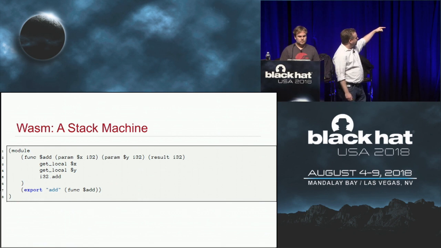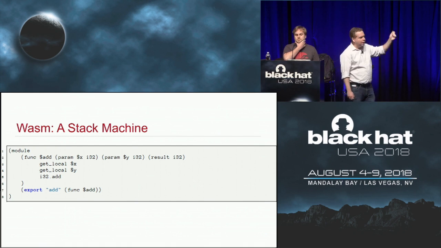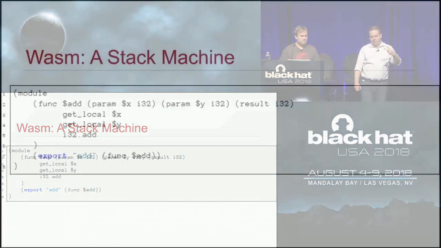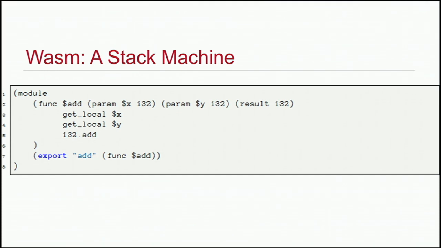Line 3, we say get local x. What that does is take the value of x and push it onto the stack. Get local y, push it onto the stack. And then i32 add is going to pop 2 values from the stack because add takes 2 operands, and then push back the value of that addition onto the stack. And the last line here is export. What that means is that this add function will now be available to whatever it is that's embedding your Wasm system. So in most cases, your browser or JavaScript.